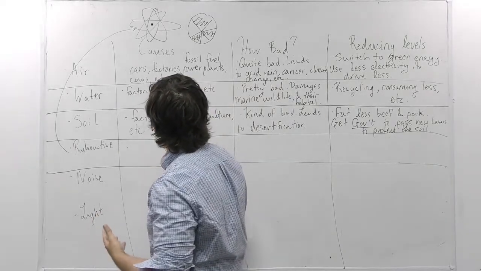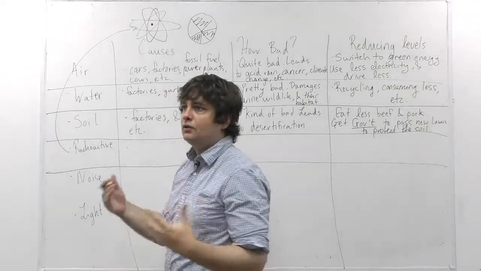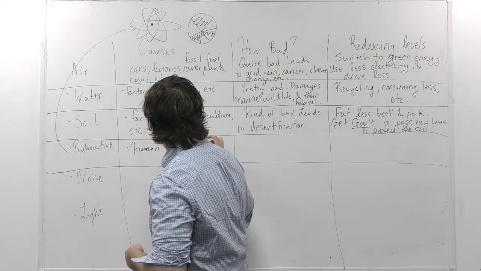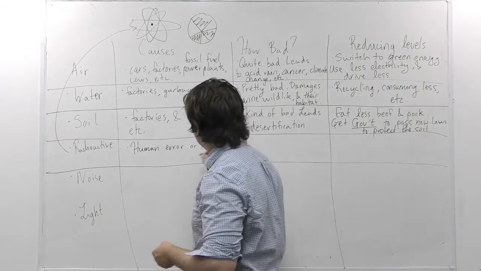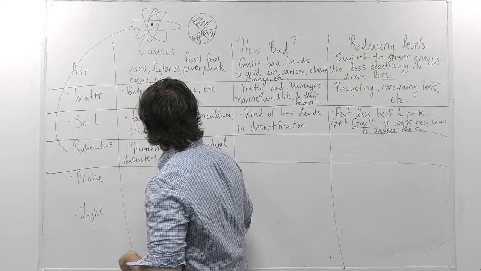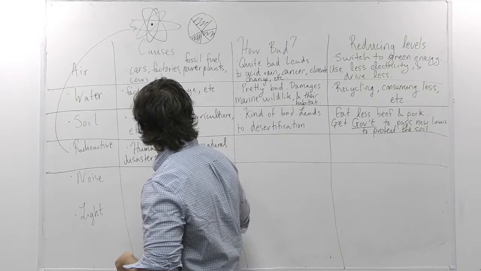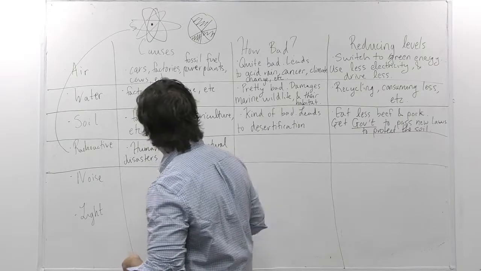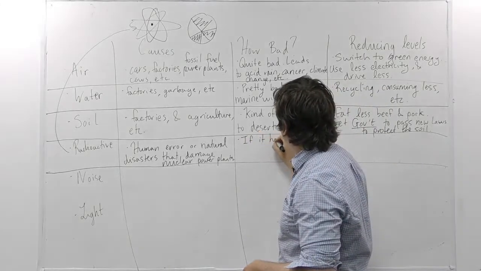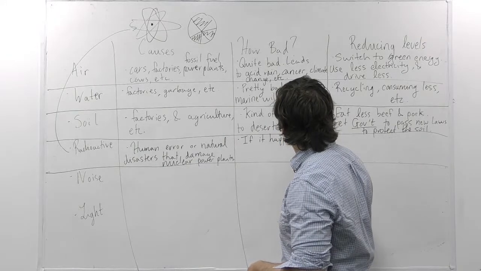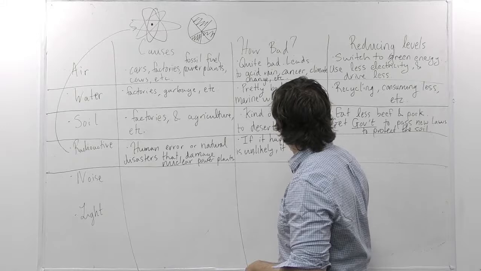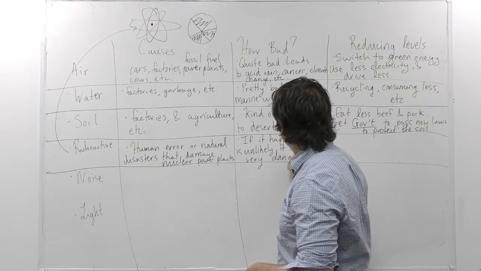But the main cause of this meltdown in nuclear power plants is usually human error or natural disasters that damage nuclear power plants. Okay. All right, now how bad is it? If it happens, which is unlikely, I think that's important to point out, it can be very dangerous.